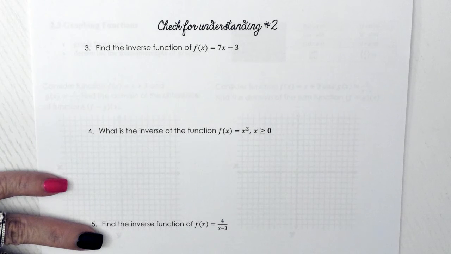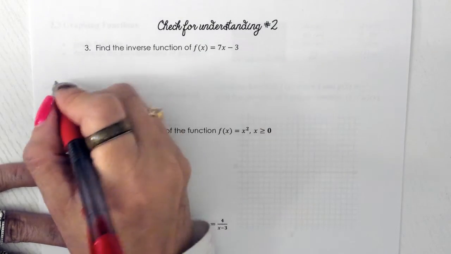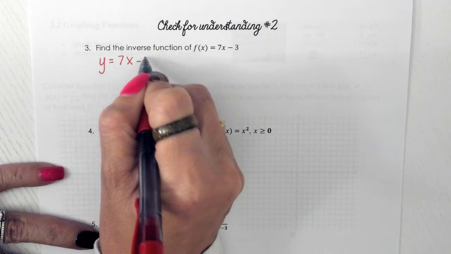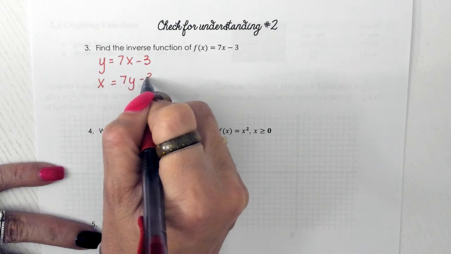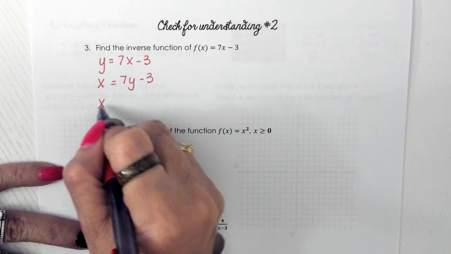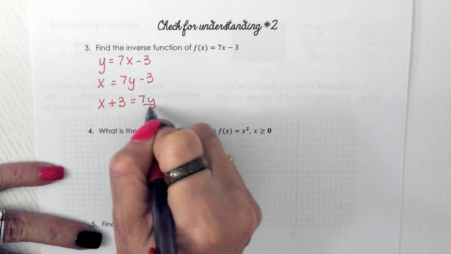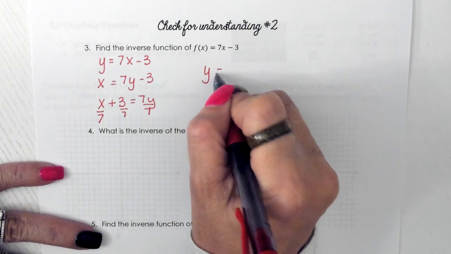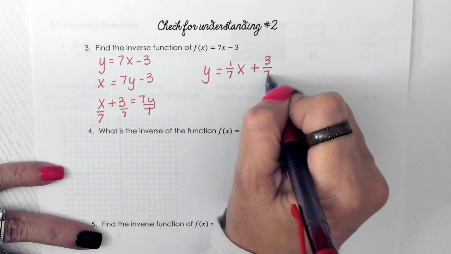Okay, so the check for understanding on this, we're just going to do these inverse functions really quickly. It won't take us that long. Find the inverse function of f of x equals 7x minus 3. So we're going to say y equals 7x minus 3. We're going to swap out x and y. And then we're going to solve. So I'm going to say x plus 3 equals 7y. I'm going to divide everything by 7. And I'm going to end up with y equals 1/7 x plus 3 over 7.